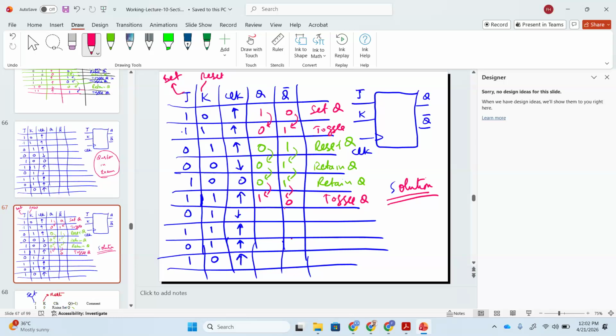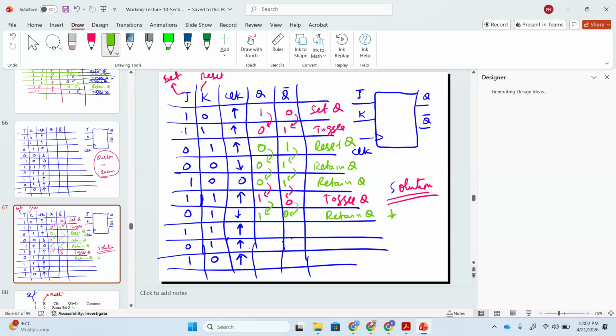Okay, so now if it's 0 0 1, okay, this is 0 1, this is reset. But since there is a falling edge of the clock, we will retain Q. Please remember, when there is a falling edge of the clock, we will retain Q. So this will be retain Q, this will be actually 1 and this will be 0.